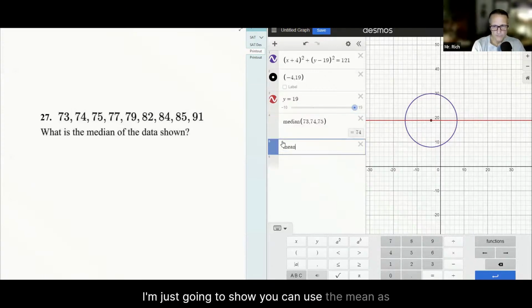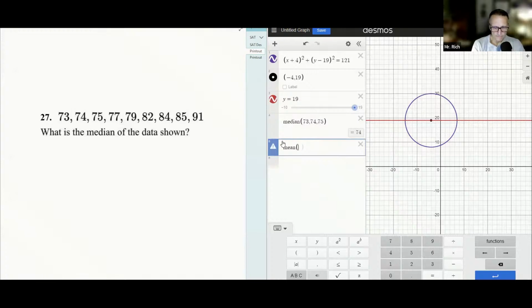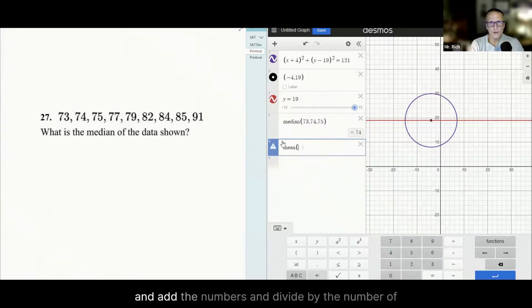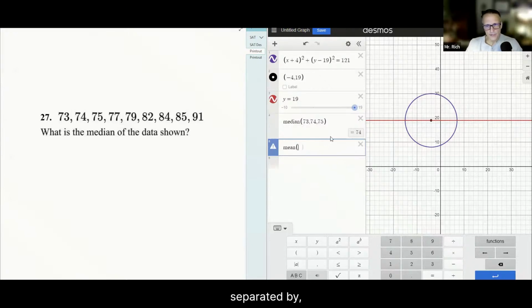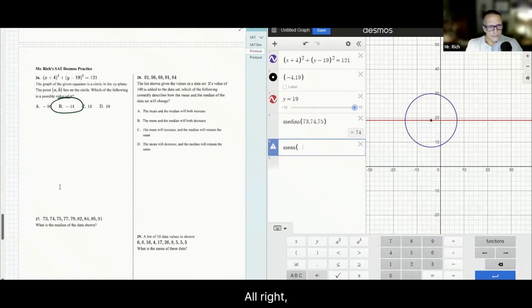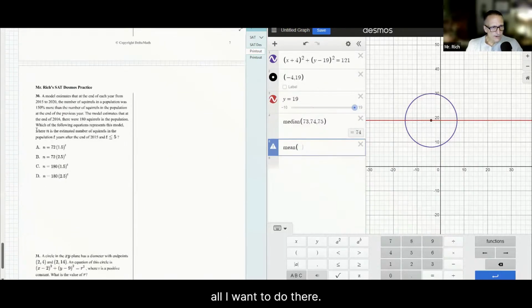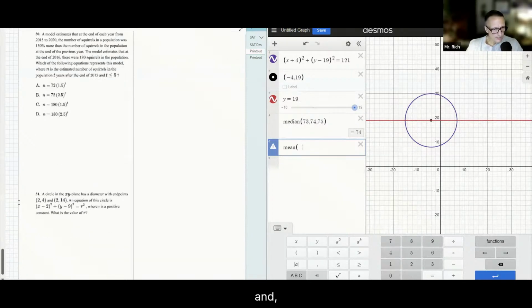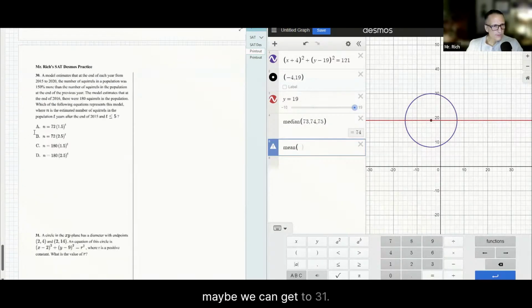I'm just going to show you can use the mean as well. And of course, you can use your TI-84 and add the numbers and divide by the number of numbers, or you go to Desmos, type the word mean, put all the numbers in, separated by commas, and it'll calculate the mean for you. All right, that's all I want to do there. I do want to talk about number 30 in these last few minutes, and maybe we can get to 31.